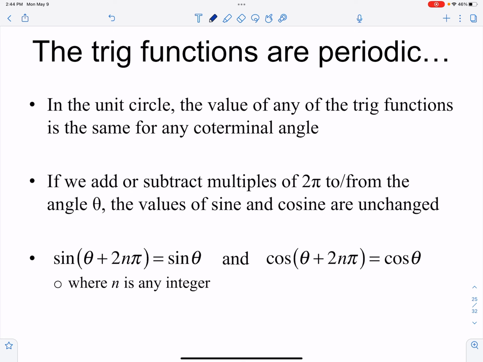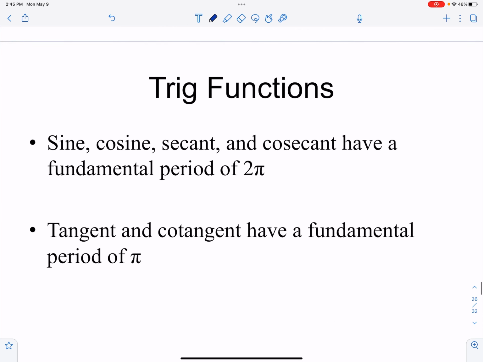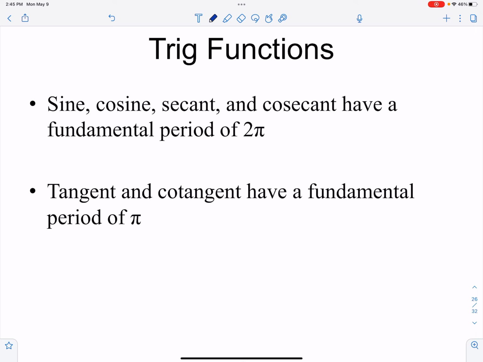So like I said, the trig functions are all periodic. And surprise, surprise, 2 pi is actually the fundamental period for sine and cosine, right? We were just talking about coterminal angles, how every angle has infinitely many coterminal angles that just differ by multiples of 2 pi. So for sine and cosine, their fundamental periods are 2 pi. For tangent and cotangent, they're pi. All the values of tangent and cotangent will repeat again every pi units.